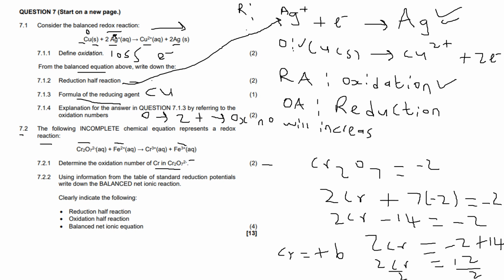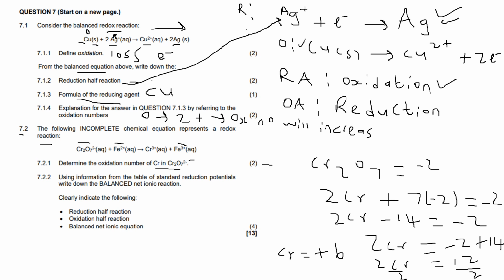Tomorrow they might ask you to find for oxygen. So the same thing will apply. You will do 2 and then you multiply it by the ion of group number of Cr. Then you will add that with 7 times O. Then you go and solve for O. So that is that.